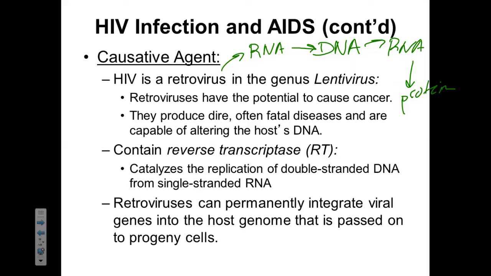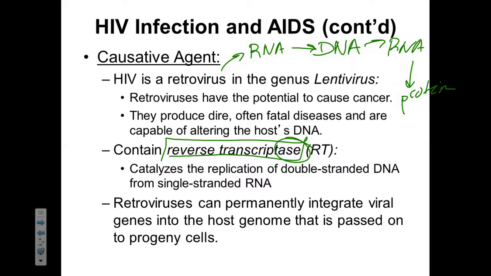All of these retroviruses have the potential to cause cancer. They typically are going to be associated with very fatal diseases and are capable of altering the host genetic or the host nuclear genome or the host DNA. All retroviruses are going to contain the enzyme reverse transcriptase. It ends with an -ase. We know it's an enzyme. What does this enzyme do? It does transcription in reverse.